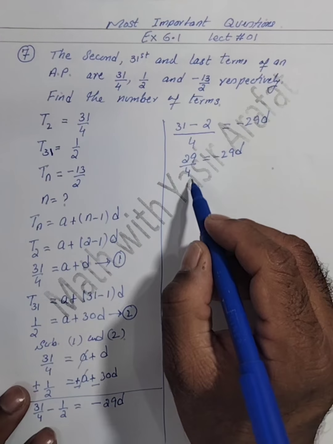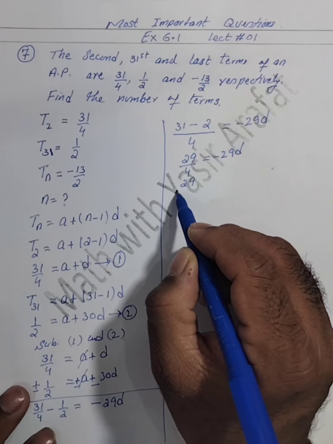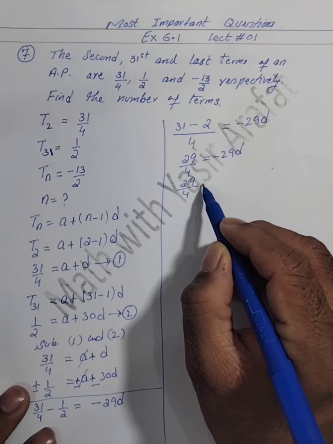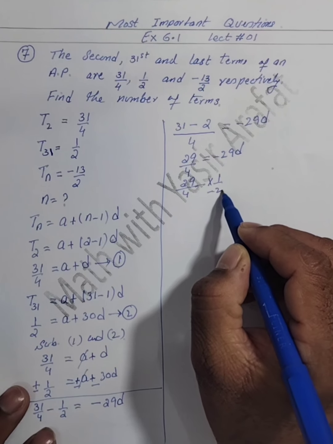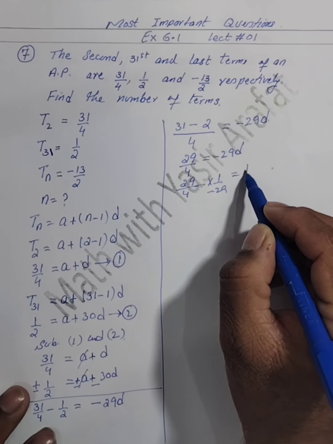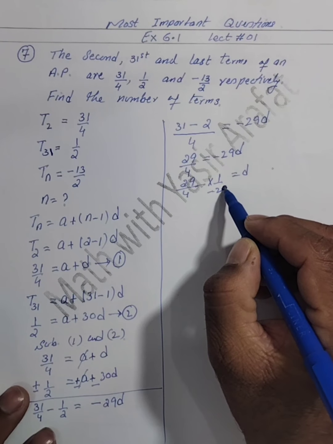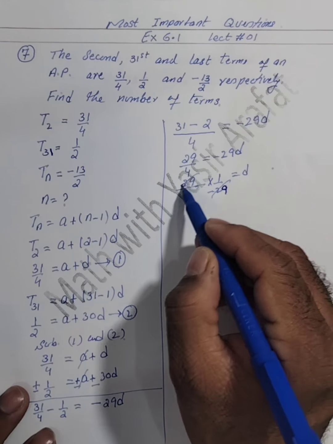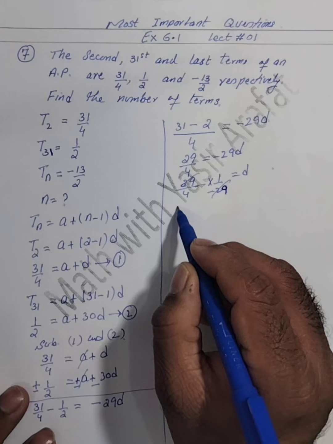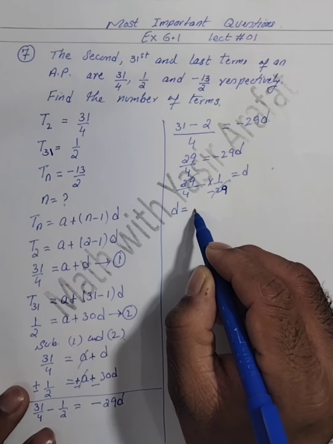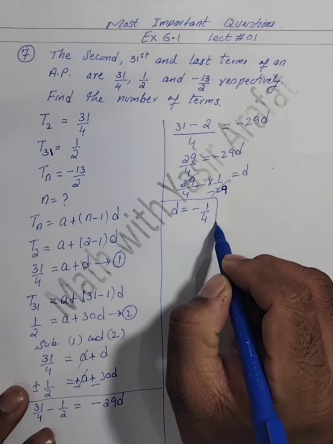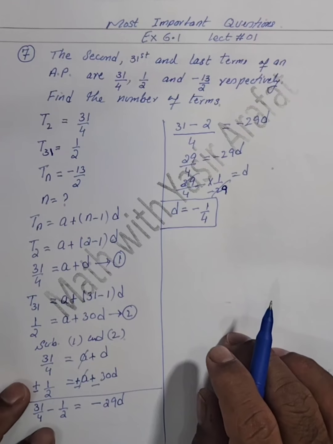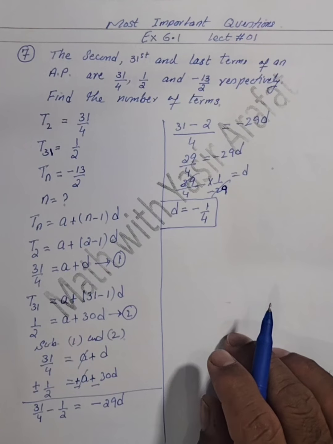So this 29 we have to shift to the left hand side. So that will be 1 upon minus 29. This is the value of D. So this 29 will cancel out, minus over minus. So the value of D is minus 1 over 4. This is the value of D.